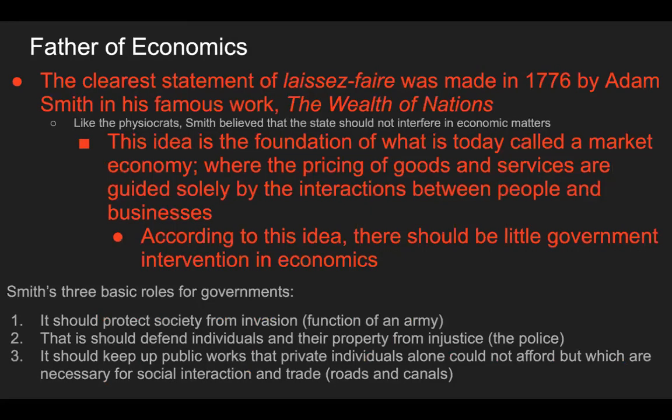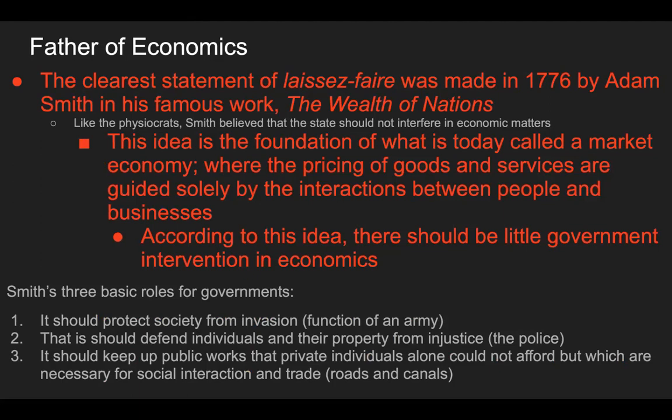So, you know, Google. So the father of economics, the clear statement of laissez-faire, was made in 1776 by Adam Smith in his famous work, The Wealth of Nations. Like the Physiocrats before him, Smith believed that the state should not interfere in economic matters. This idea is the foundation of what is called a market economy, what the United States has, where the pricing of goods and services are guided solely by the interactions between people and businesses. And according to this idea, there should be little to no government intervention in economics.